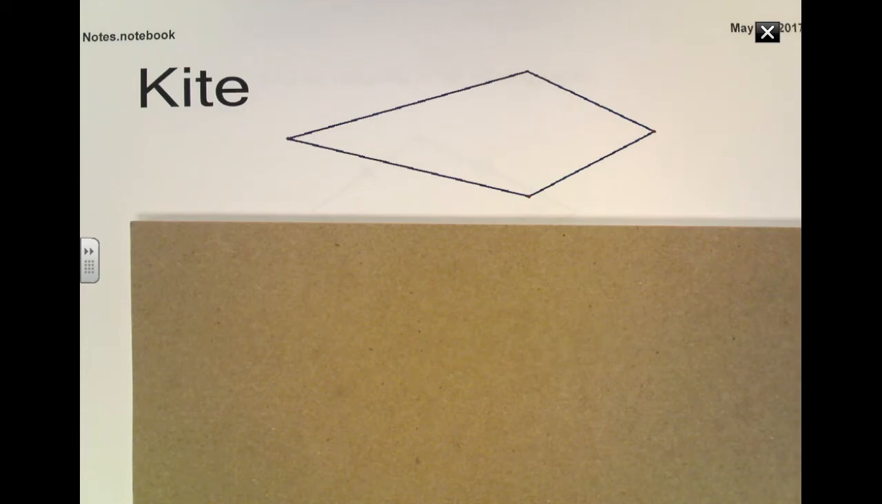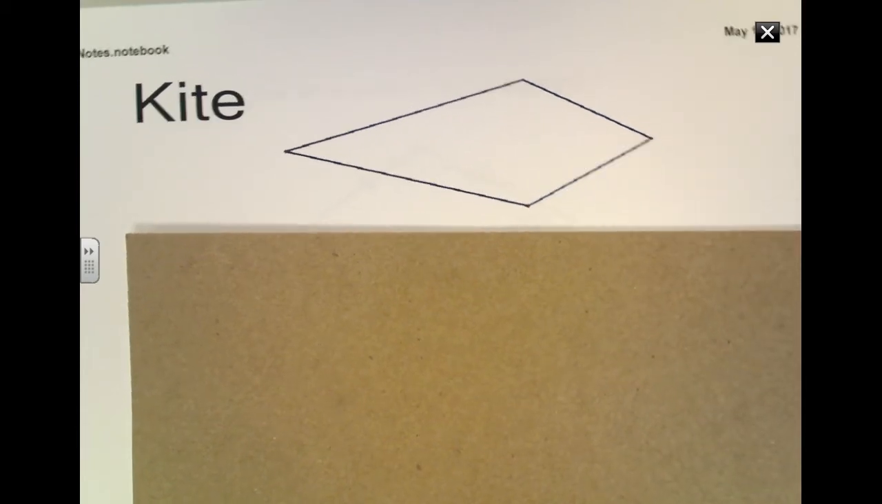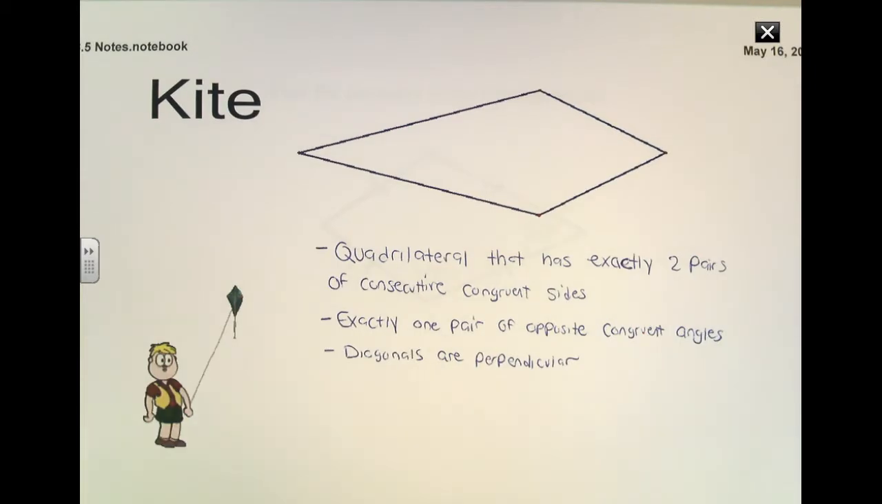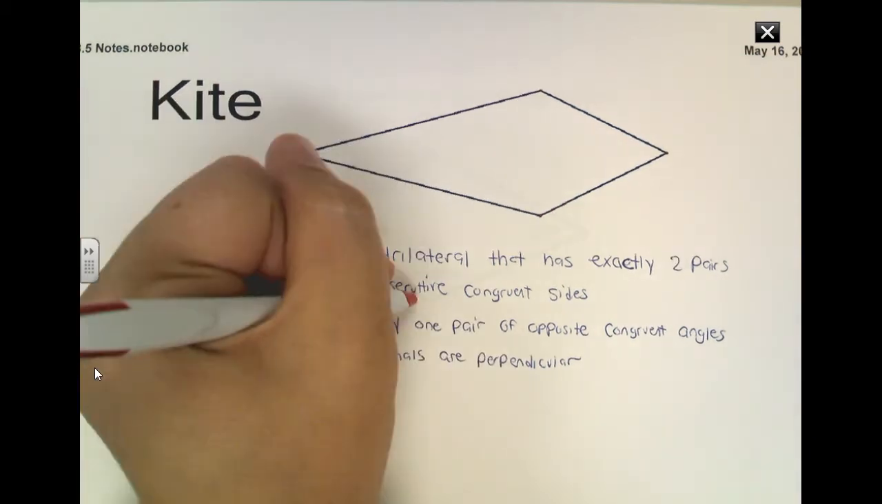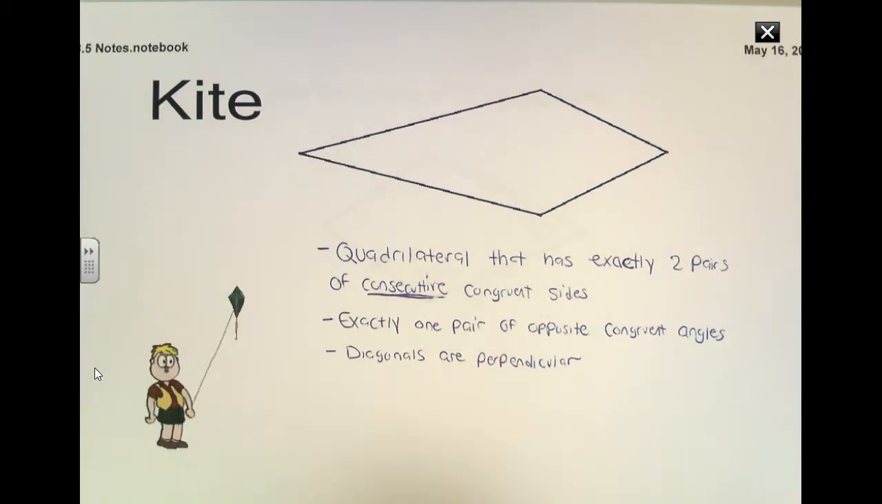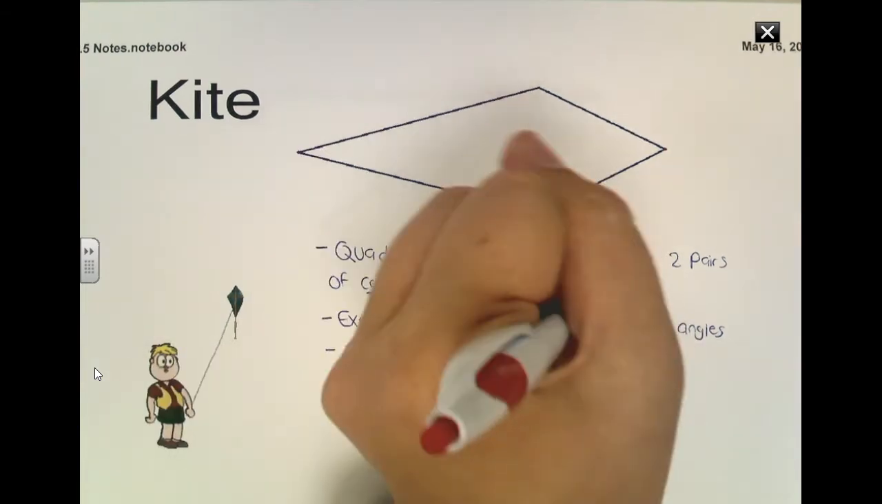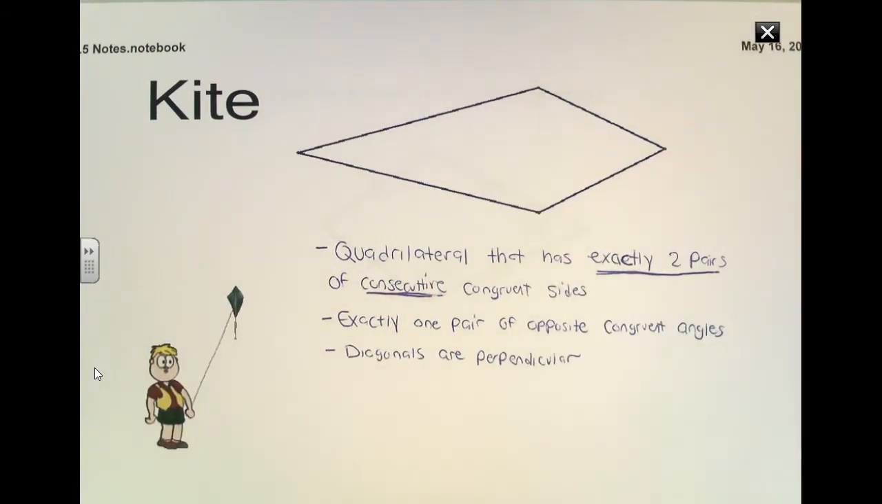So we're going to talk about a quadrilateral called a kite. Some of the basic definitions we want to take a look at here are three different traits. The first one is that this particular quadrilateral has exactly two pairs of consecutive congruent sides. The word consecutive essentially means they're going to be next to each other. And because it's exactly two pairs, I mean two different pairs. If all of the pairs were the same, we would actually be looking at a rhombus.